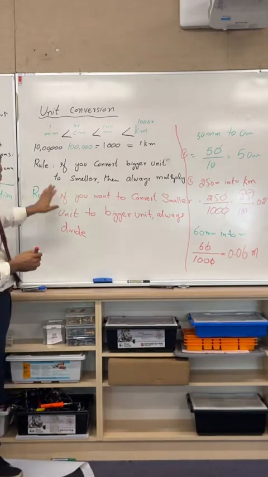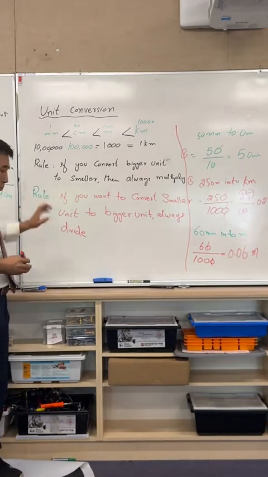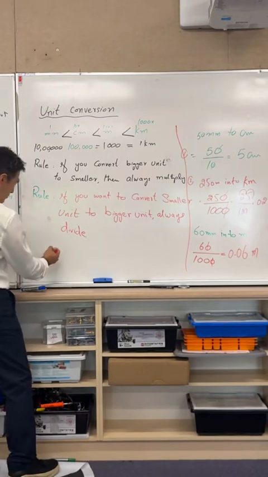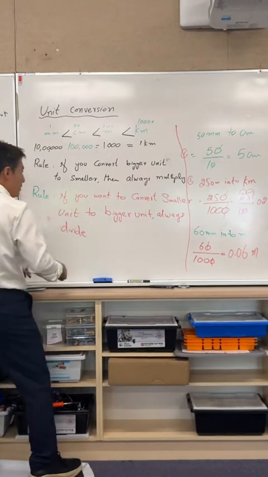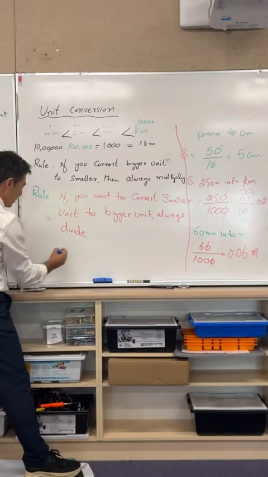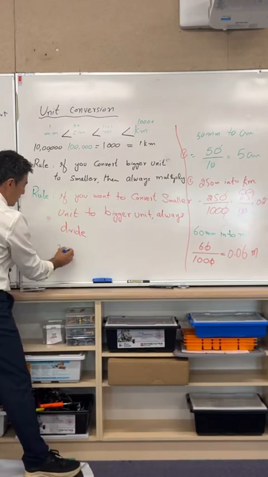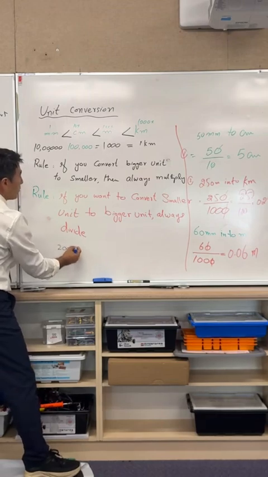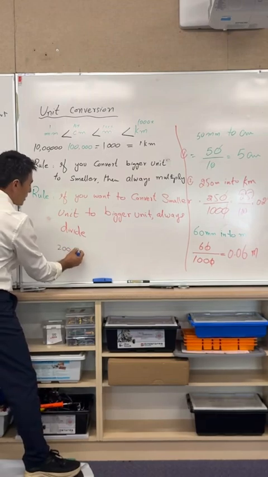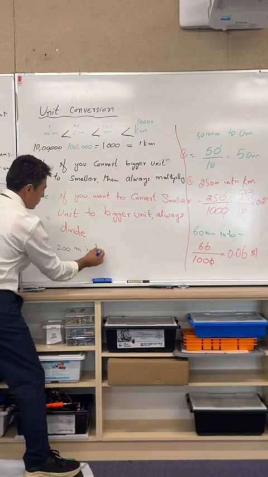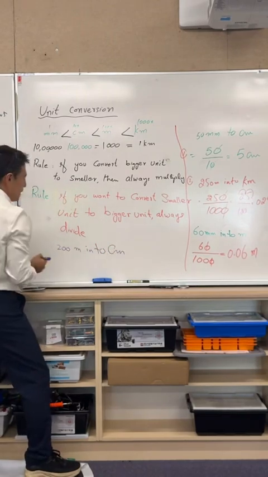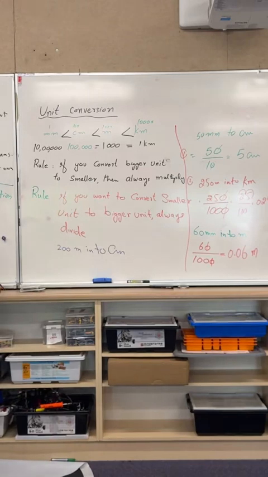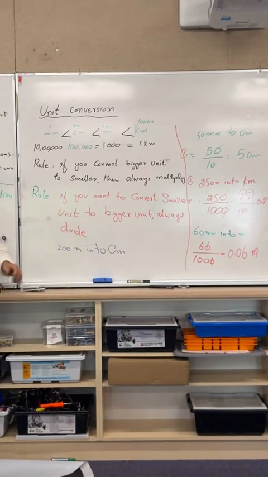Now I'll give a question. Now you guess which rule you have to apply, okay? Question is: convert 200 meter into centimeter. Guys, multiply or divide? Multiply. Why multiply?